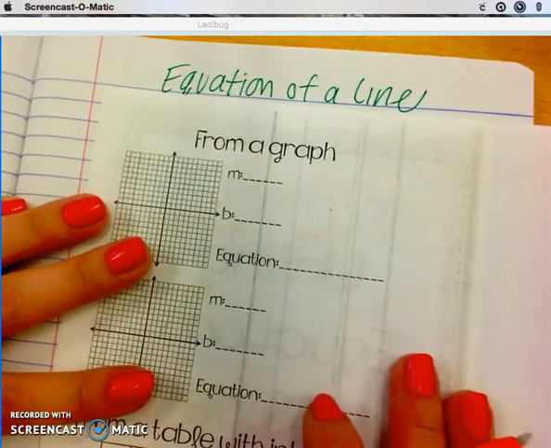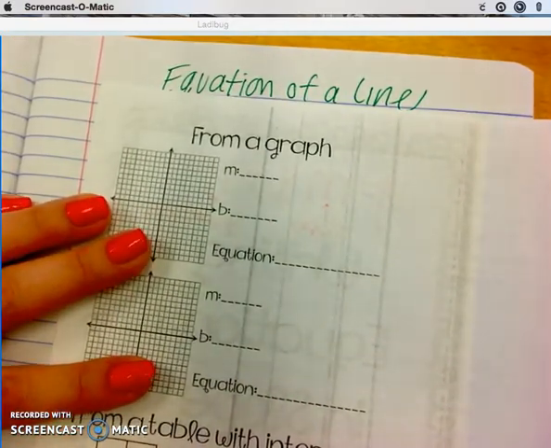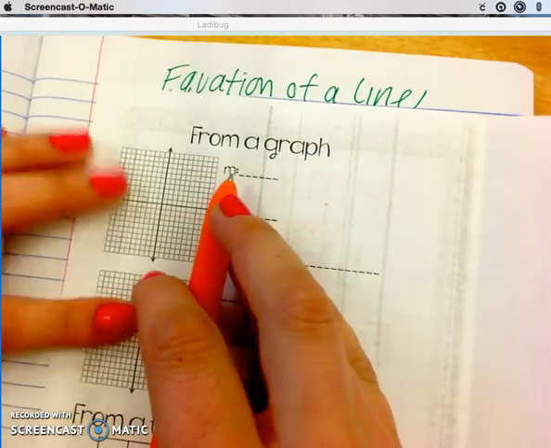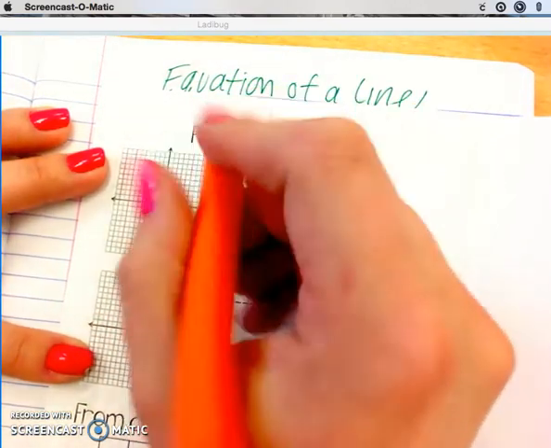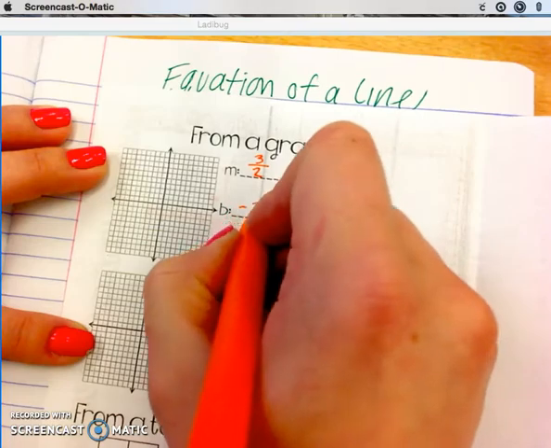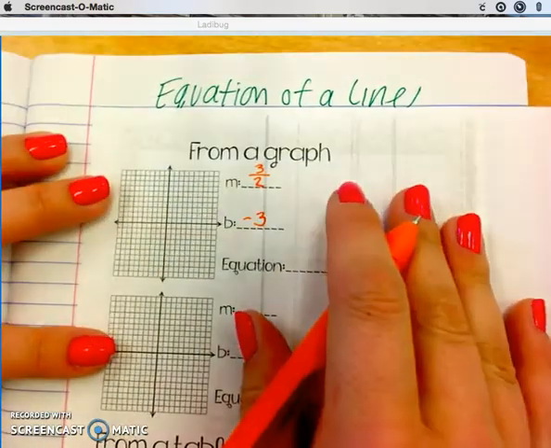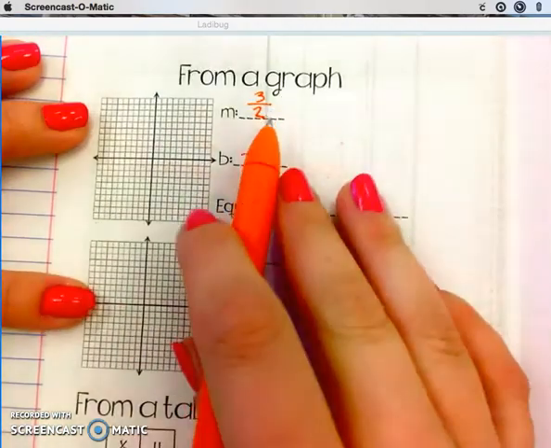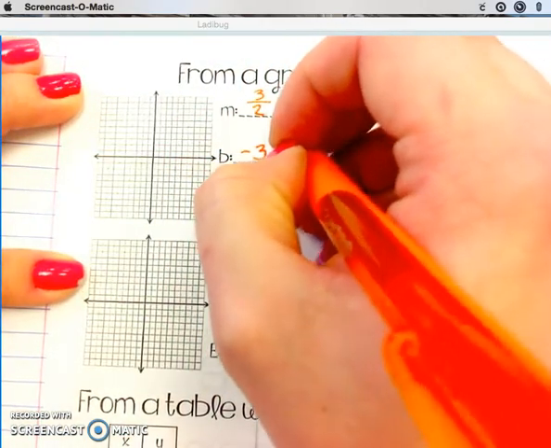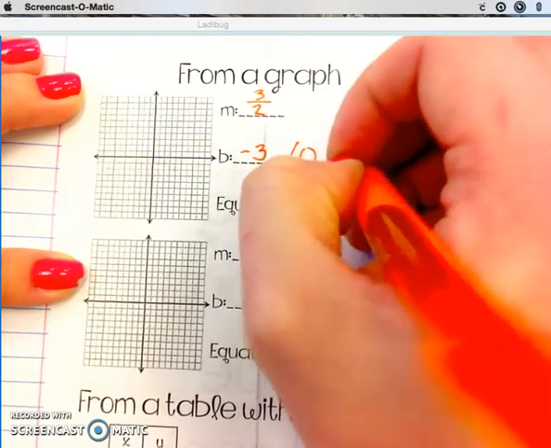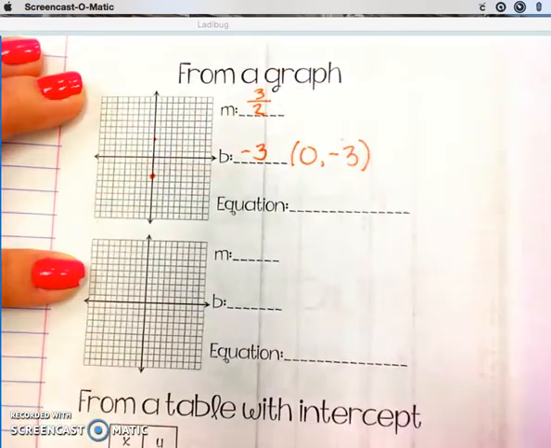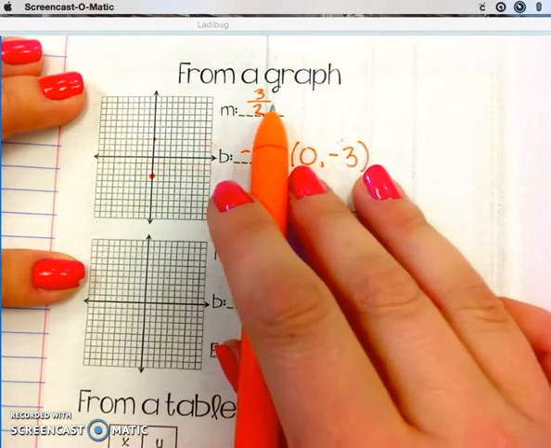So if we're writing the equation of a line in slope-intercept form from a graph, you'll first have to be given the slope of 3/2 and the intercept of -3. Now, to graph this equation of the line, we start at the b, or the y-intercept. When x is 0, y is -3. So I'm starting at -3 down here. Okay?